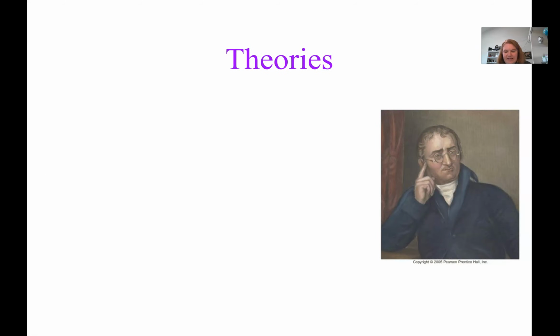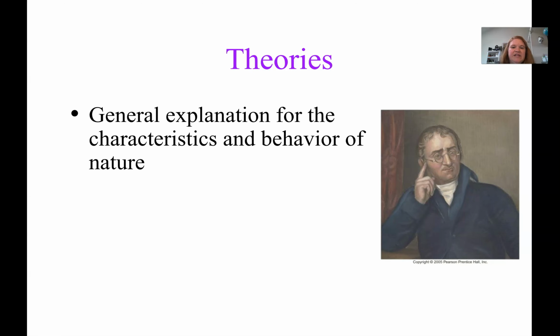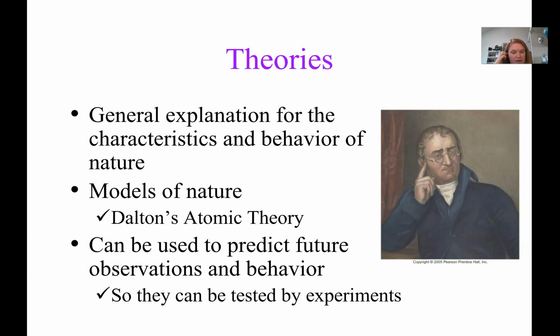And then our last category within scientific method are theories. A theory is a general explanation for the characteristics and behavior of nature. So really, a theory is a very well tested and validated hypothesis. And the big one on here is Dalton's atomic theory. So that's a picture of John Dalton over there.